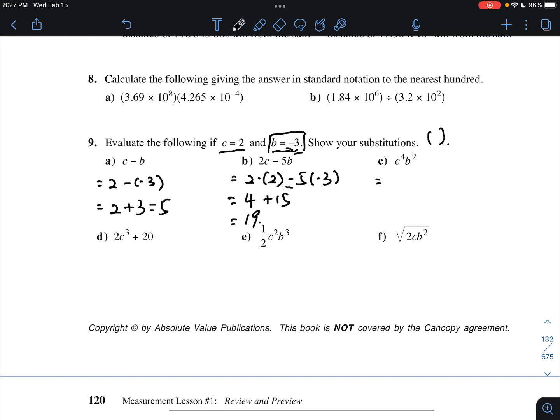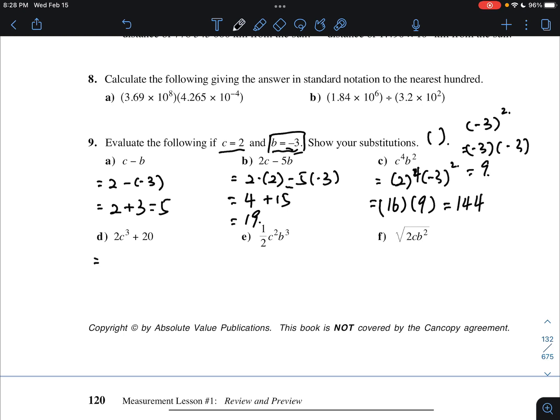And for this one, C raised to the power of 4 is 2 raised to the power of 4, and B raised to the power of 2. Well, this is 16, okay? So for the first one it is 16 times, and the negative raised to the power of 2 is -3 times -3, which is 9, positive. So the answer is 144.